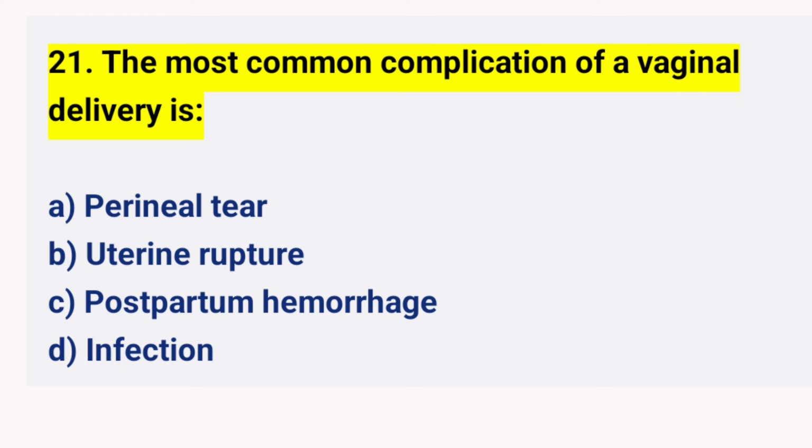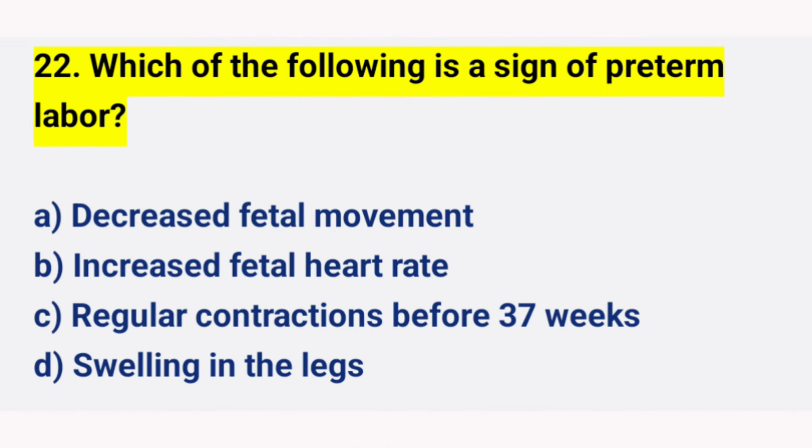Question number 21. The most common complication of a vaginal delivery is? The right answer is option A, perineal tear. Question number 22. Which of the following is a sign of preterm labor? The right answer is option C, regular contraction before 37 weeks.